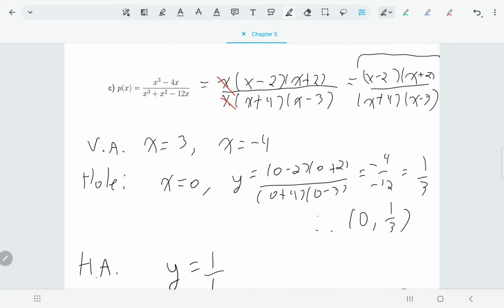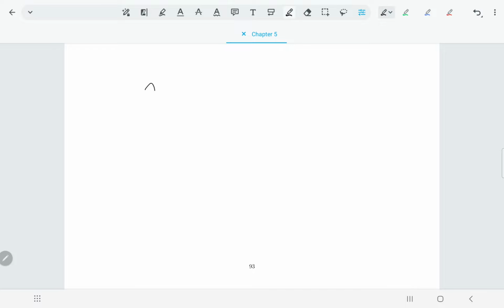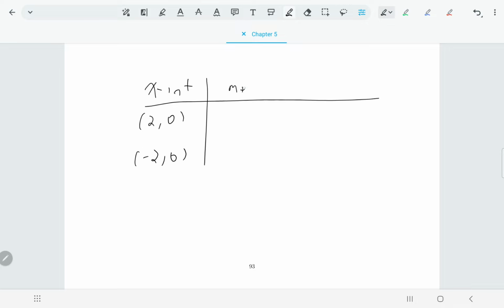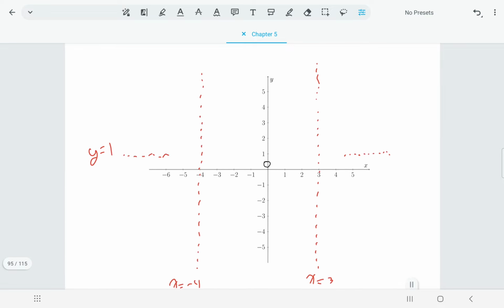And if we're looking at the numerator, you can see there are two values of x that will make the numerator equal to 0, 2 and -2. So if we're thinking about the x-intercepts, we have 2, 0, and we've also got -2, 0. Both of those factors that gave us those x-intercepts had multiplicity of 1, which means that both of those x-intercepts, you'll be crossing the x-axis. So I really only have two other things to plot here so far, which is my 2 points, the x-intercept 2, 0, and the other x-intercept -2, 0.